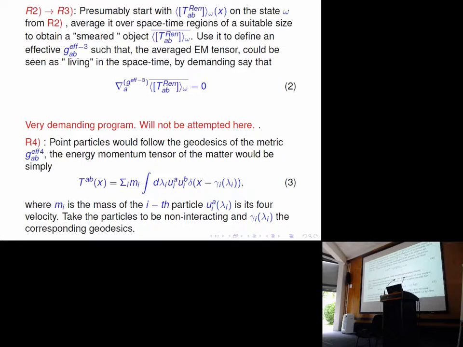What we will attempt is something much simpler. Let's look at regime 4, where we have a classical space-time filled with matter described in terms of the worldlines of particles. These particles, let's say, have masses m_i, and the energy momentum tensor will be something like that, where these are the geodesics followed by each one of the particles.